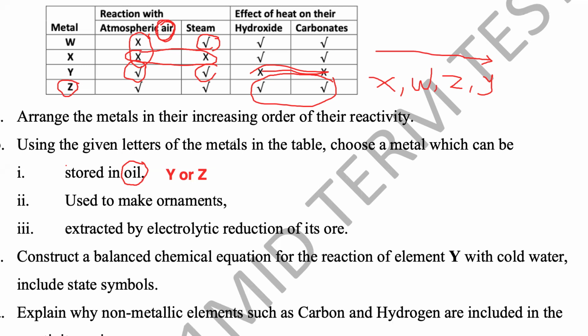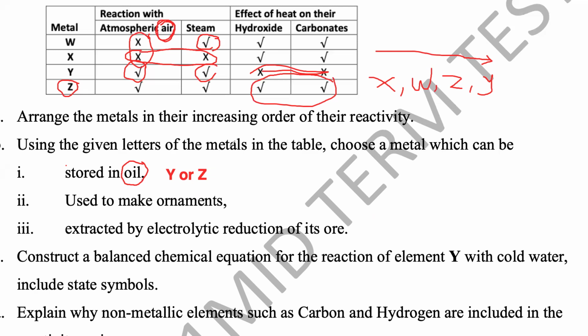But you can still pick any of those, but the best answer could have been Z. Now, which element that we have to choose from those elements can be used to make ornaments? Can be used to make ornaments.